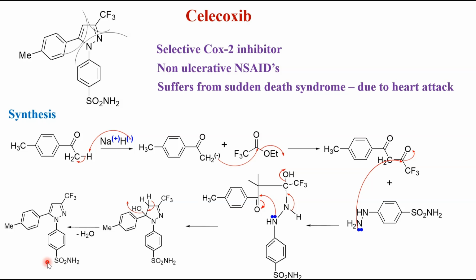Celecoxib is a boon as it is a selective COX-2 inhibitor. It is a non-ulcerative NSAID. However, it is having some drawbacks. That's why it should be used with caution under the guidance of the doctor.